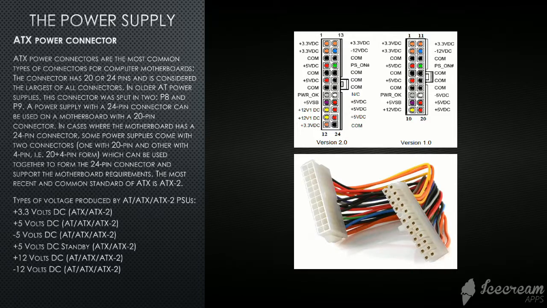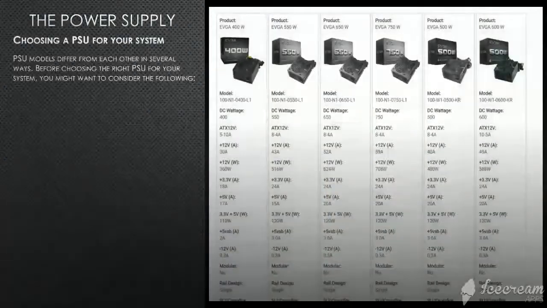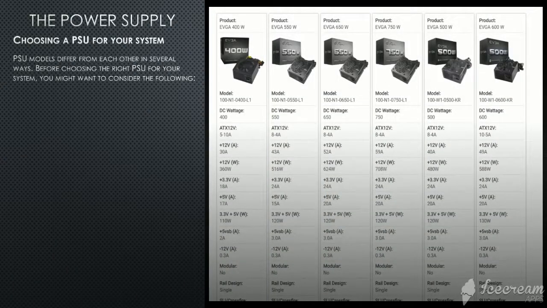The types of voltage produced by AT or ATX power supplies are 3.3 volts DC, 5 volts DC, minus 5 volts DC, 12 volts DC, and minus 12 volts DC. So how do we choose a power supply for our system?